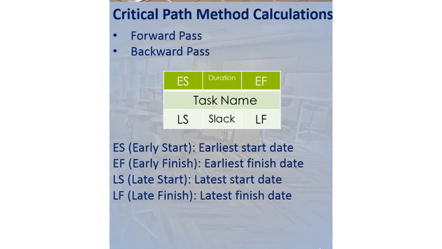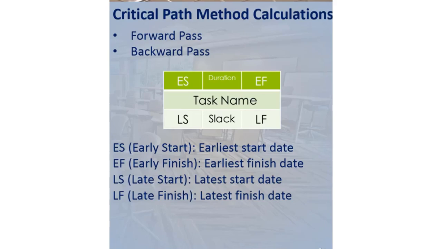LS is the abbreviation for the late start term. This term represents the latest starting date of a task without affecting the finish date of the project. If we start this task at this date, the deadline of the project will not be affected.